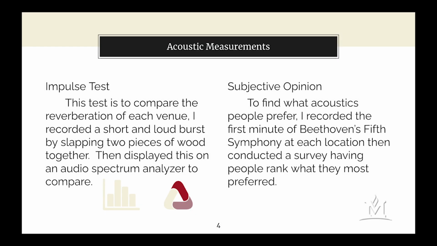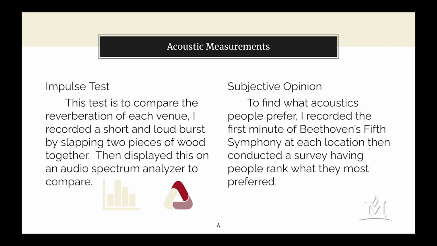So the 2 different types of acoustic measurements that I did involve an impulse test and a subjective opinion survey. For the impulse test, I took 2 2x4s and clapped them together. This creates a short burst of sound, and you record it with a microphone. I did it from 75 feet away with the microphone on the highest setting. And then you put this on a visualization graph to see the reverb. Reverb is kind of an echo effect that you get with sound, and if there's too much of an echo, then it muddies up the overall sound and can mess up the acoustics.